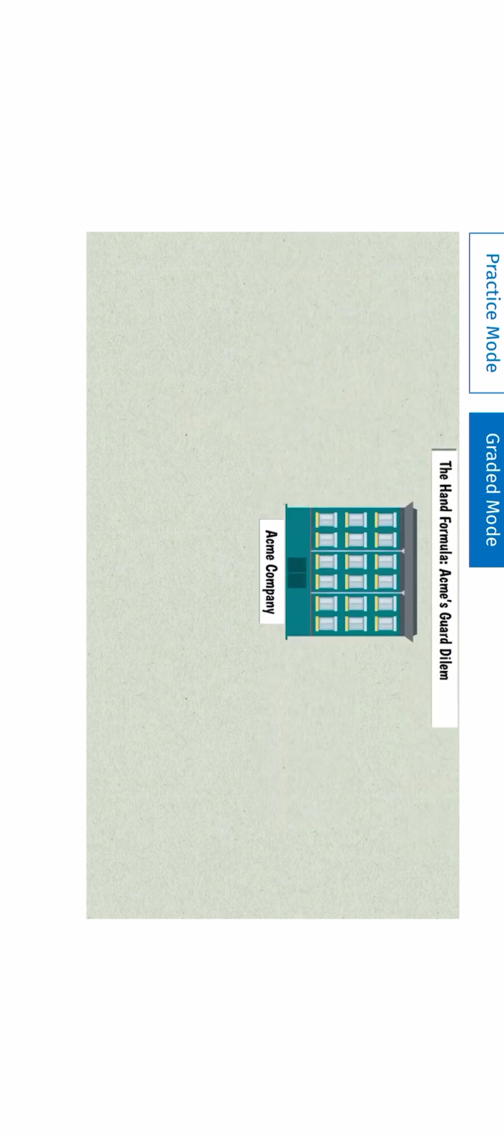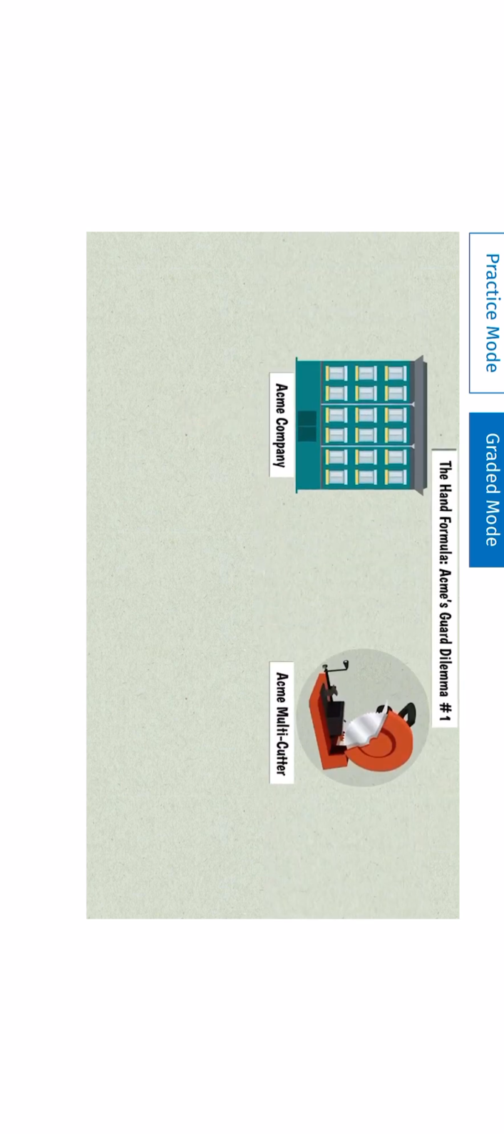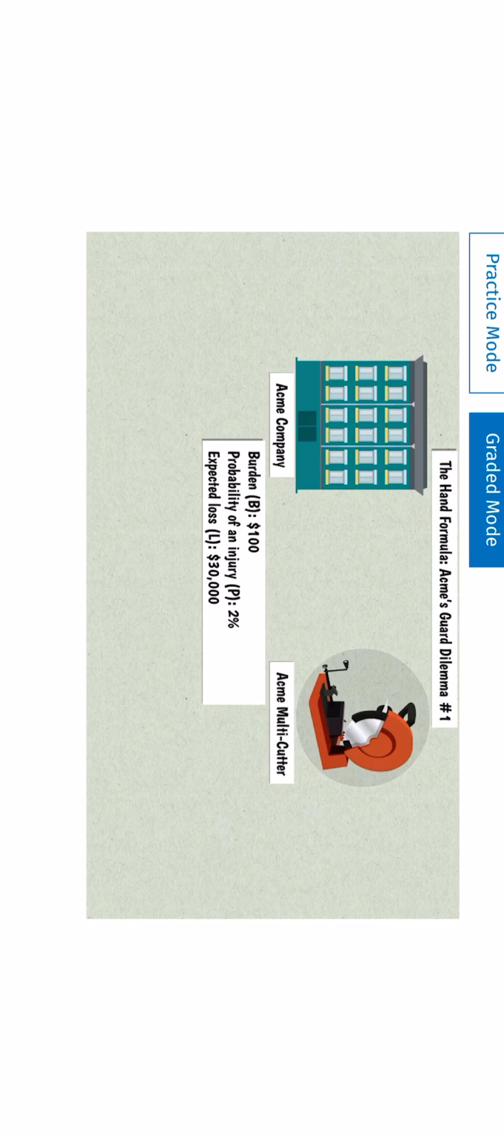Suppose that Acme Company is designing a machine, the Acme Multi-Cutter. Acme estimates that every multi-cutter it sells carries a 2% risk of an accident at some point in its useful life, and that the average injury cost is $30,000 per accident. Acme could add a guard around the exposed blade of the multi-cutter, but it would cost $100 to add the guard to each machine. So B, the per unit cost of the precaution to prevent those accidents, is $100.